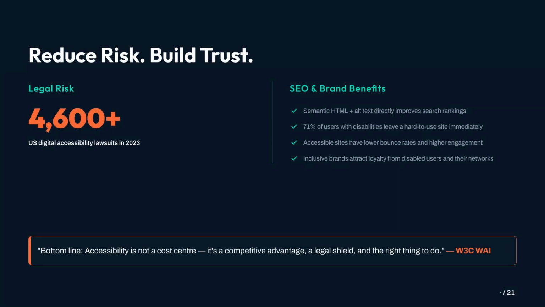Reduce risk, build trust. Over 4,600 accessibility lawsuits were filed in the US in 2023. But beyond legal risk, accessible sites rank better in search, have lower bounce rates, and earn loyalty from disabled users and their networks. Accessibility is a competitive advantage.